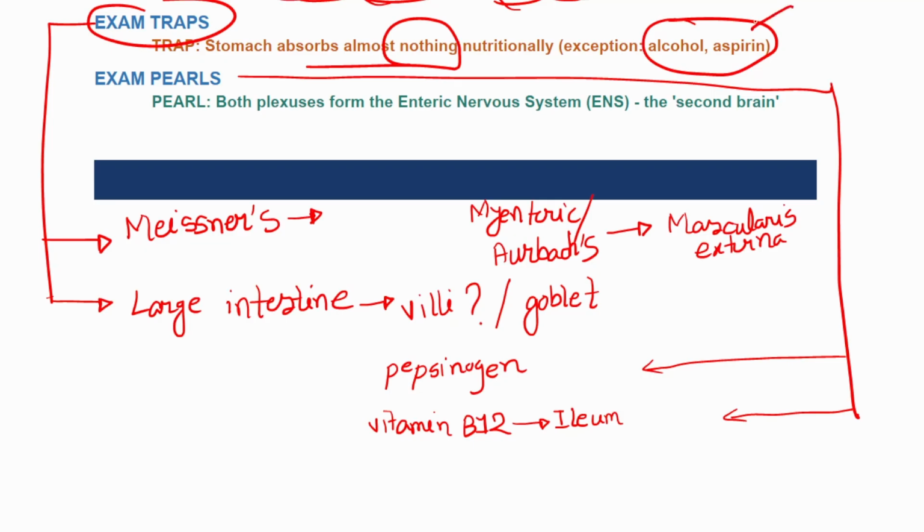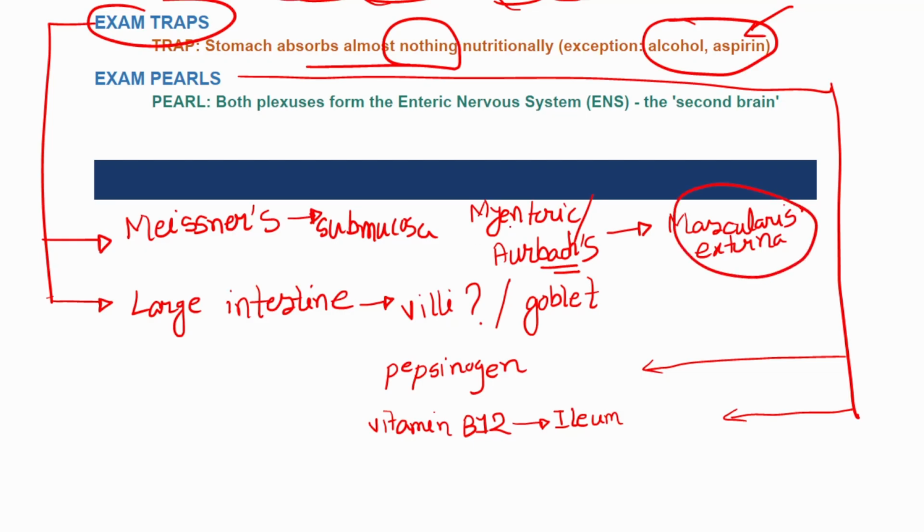Speaking of aspirin, which is a salicylate class drug, this is used for pain relief and antiplatelet therapy. Watch out for questions that swap the anatomical locations or alternative names of the intrinsic nerve plexuses. Ensure you link Meissner's plexus exclusively to the submucosa and map the myenteric plexus or Auerbach's plexus strictly between the circular and longitudinal layers of the muscularis externa.